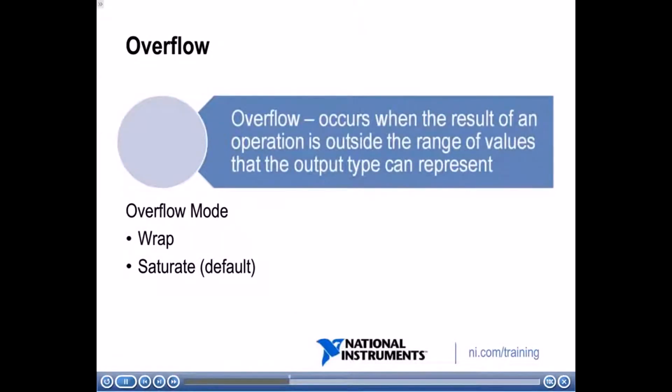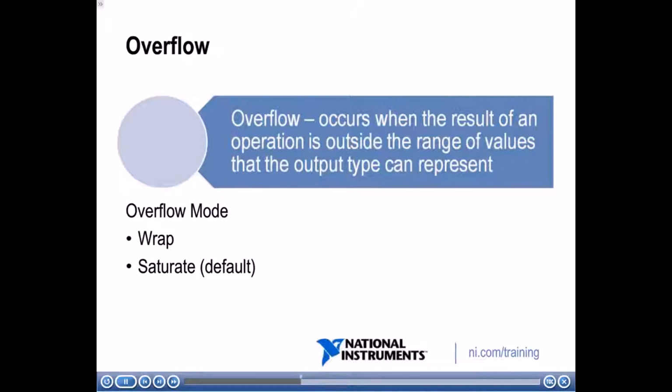Okay, so now let's talk about overflow. What would happen if you happen to overflow? Let's say you went outside the range of your values and it went past the maximum. Overflow occurs when the result of an operation is outside the range of values that the output type can represent. So let's say your output type could only have a maximum of 255. What happens if the output was going to be like 257, for example, and it's outside the range that the output type could represent? Well, the behavior is going to depend on what you do with overflow mode.